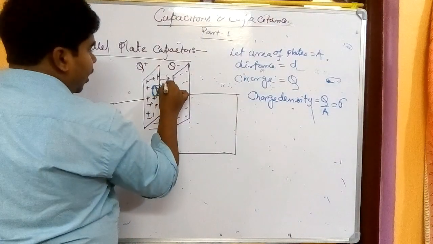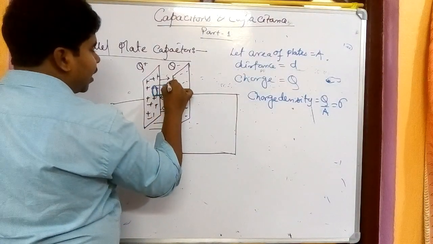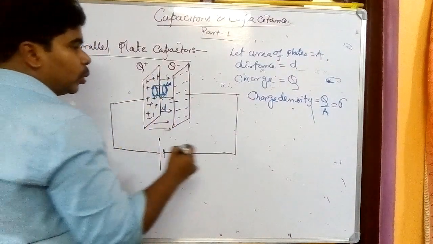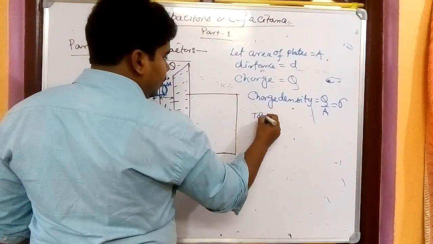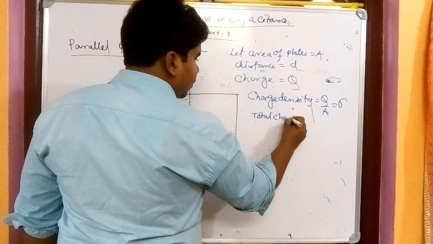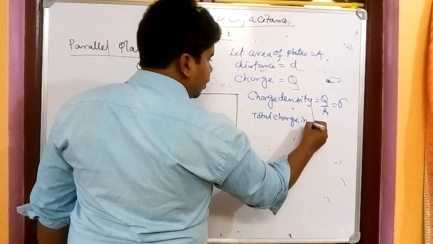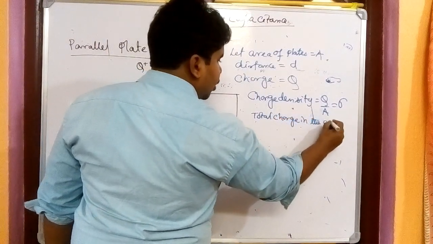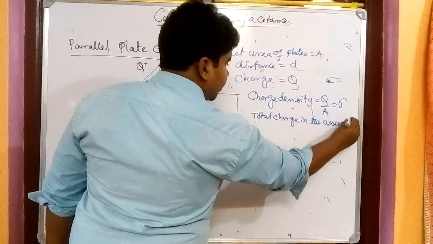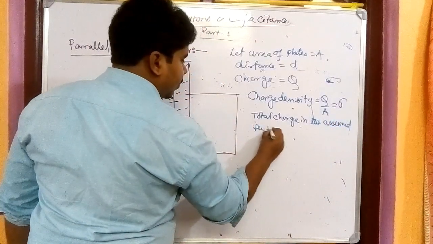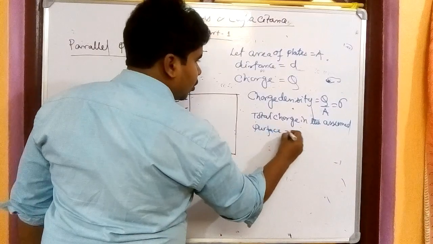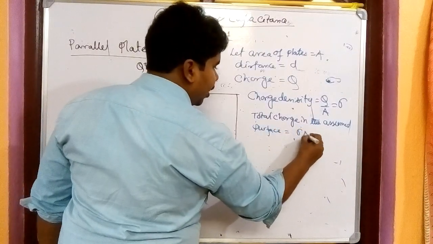So here the area of the pillbox is delta A. So the total charge in the assumed surface is equal to sigma into delta A.